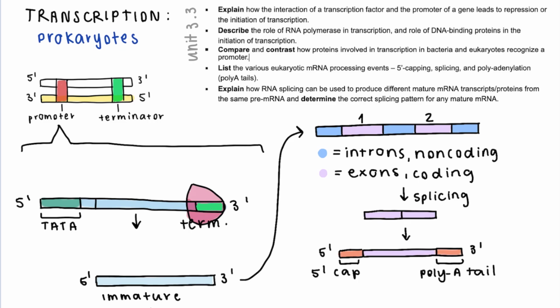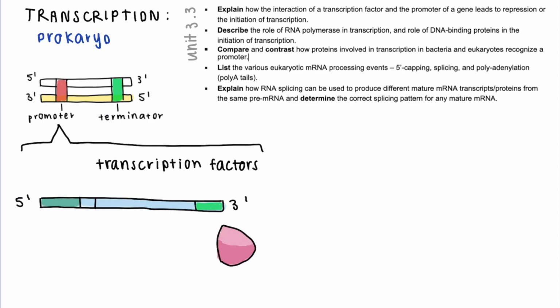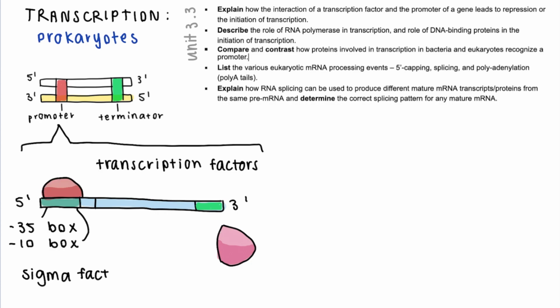Now we're going to move on to the same process in prokaryotes. So if we remember the TATA box from eukaryotes, in prokaryotes, this is called the -35 box and the -10 box. So this is where the transcription factors are going to bind. Specifically, a protein called a sigma factor will bind to the promoter and recruit RNA polymerase.